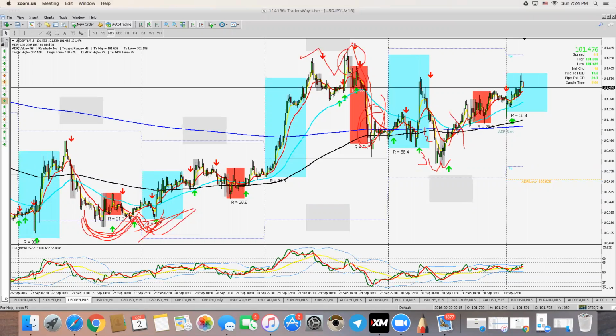Okay, I did say 20 cents. That's what I use if I had a $100 account. Okay, to be safe, you can put 10, 12 cents.